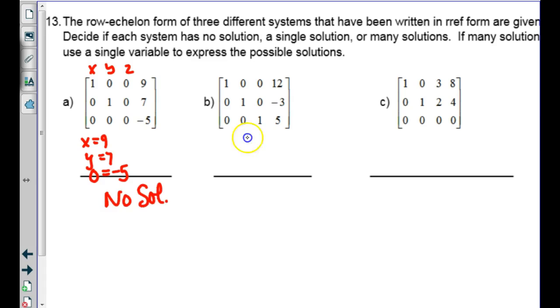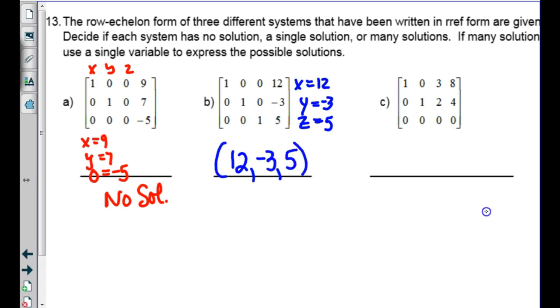Okay, this time the first equation says x equals 12. The second equation says y equals negative 3. And the third equation says z equals 5. So you have an ordered triple that works. All right. And you need to actually tell me the solution. Don't just tell me that it has only one.